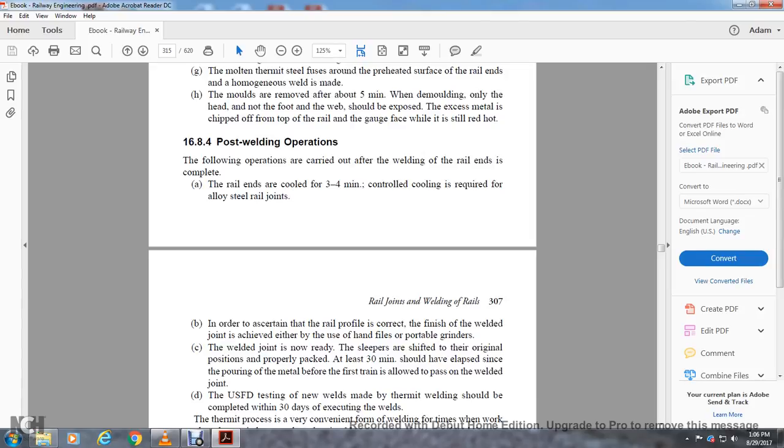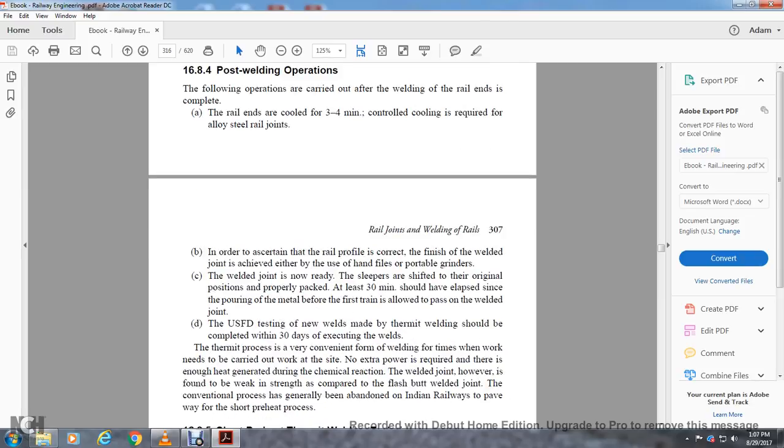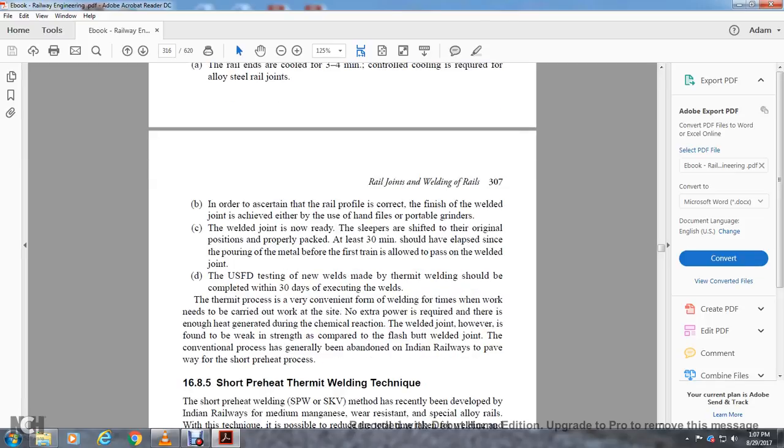This is done before the first train is allowed to pass over the welded joint, after the pouring of the metal. Ultrasonic flaw detection testing of the joints made by thermite welding should be completed within 30 days of execution of the welds.